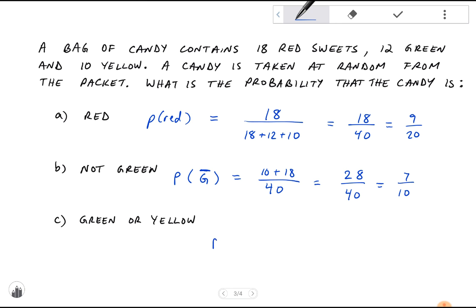Probability of green or yellow. Okay, so again, there are the bag of 40. There are 12 green and 10 yellow. So the probability is 22 out of 40, and we can simplify that to 11 out of 20. Probability of green or yellow, 11 divided by 20.